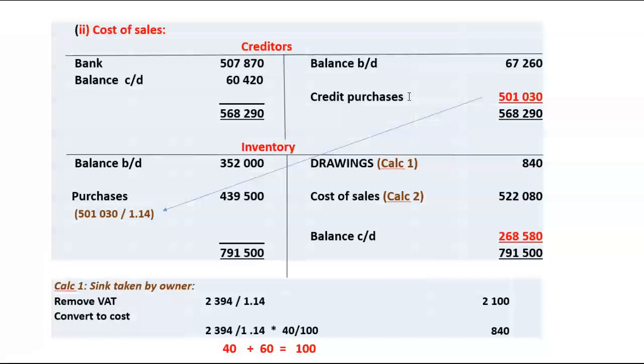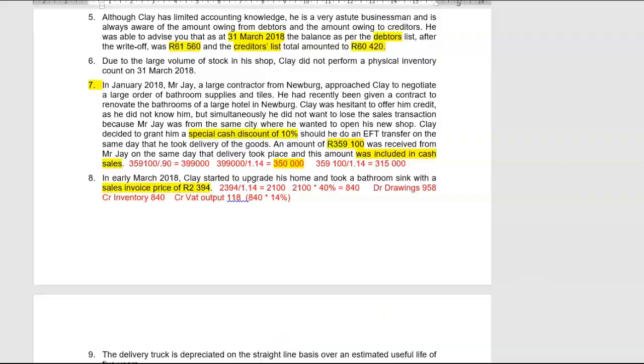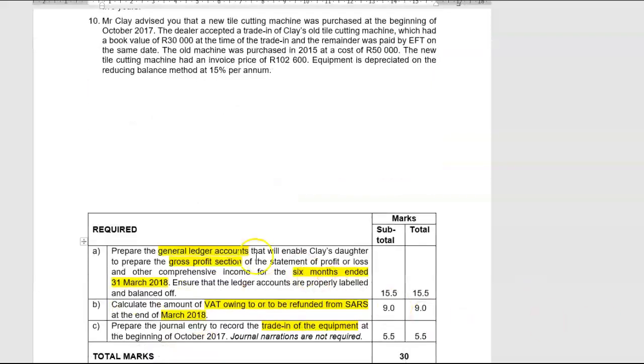Now you can ask, but I already have cost of sales, and that is all I need in order to calculate my gross profit. That is true, because if I ask you for the income statement, only sales and cost of sales, it was not necessary to do this. But in the first place, the question told you to ensure that the ledger accounts are properly labeled and balanced off. So the question tells you, you are not allowed to let the account hang in the air.